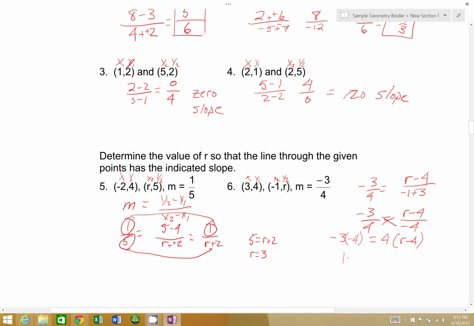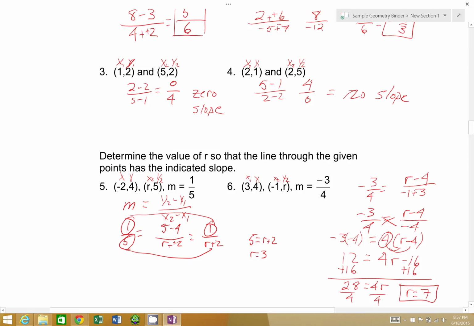So I get 12 equals, now remember, I've got a distributive problem, so I'm going to distribute my 4 through to everything. 4 times r, and 4 times negative 4 is 16. Let's add 16 to both sides because we're solving for r. So that gives me 28 equals 4r. Divide by 4, r equals 7.